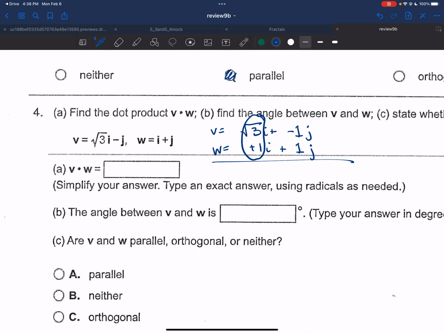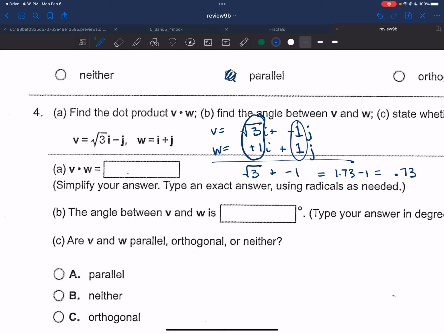Okay, so square root of 3 times 1 is going to be the square root of 3. And then I'm going to add to that negative 1 times 1. That's going to be negative 1. And so if you do this on the calculator, I'm going to grab my calculator real quick. Square root of 3 is roughly 1.73, and then if you subtract 1, that'll leave you with about 0.73.